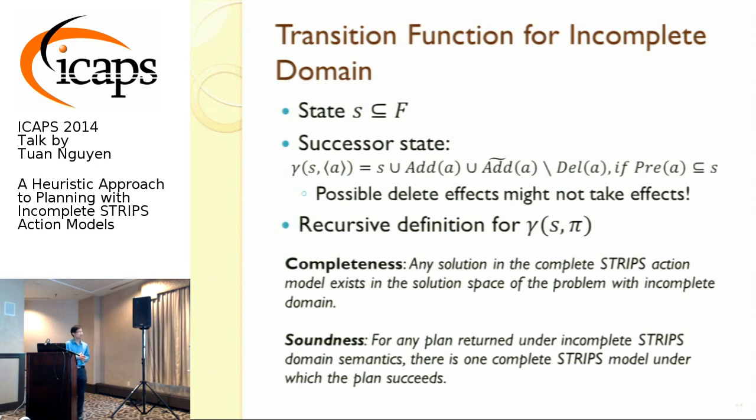This transition function is actually an approximation of the real one, which is a function defined on a belief state, a set of states. But these definitions guarantee completeness, in the sense that any solution in the complete STRIPS action models will exist in the solution space of the incomplete domain problem. And soundness, in the sense that for any plan returned using these incomplete STRIPS models, there will be one complete STRIPS model under which this plan succeeds. But that complete model, of course, may not be the real one, so the plan may still fail.